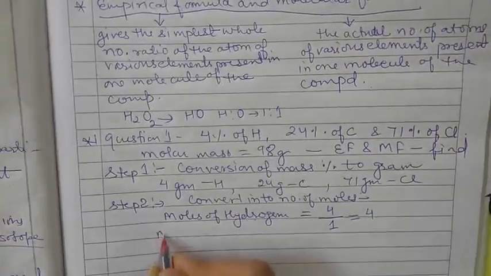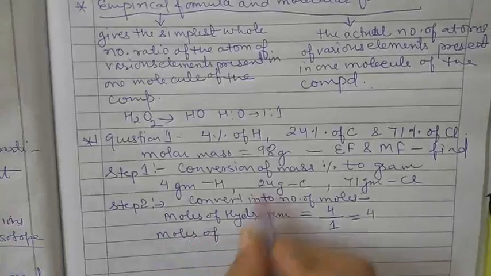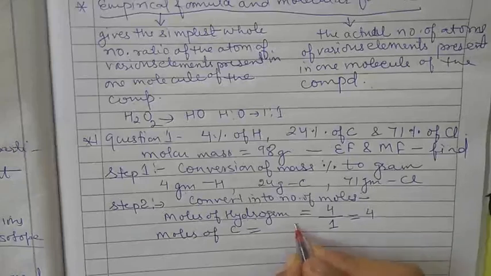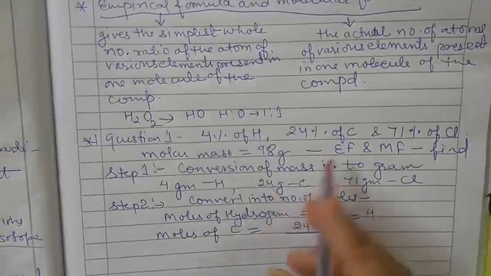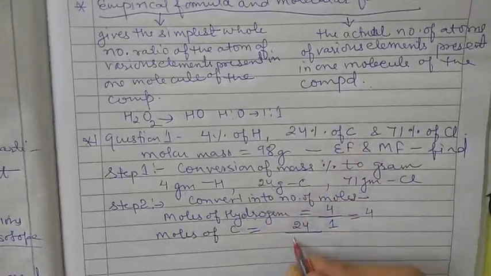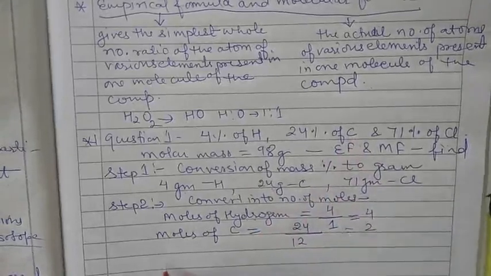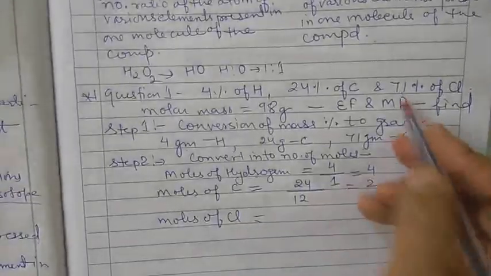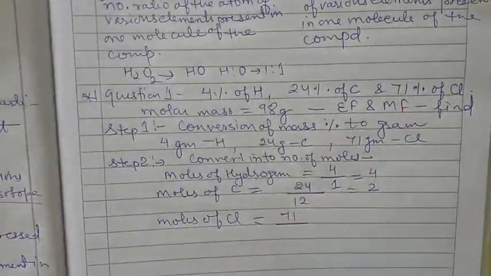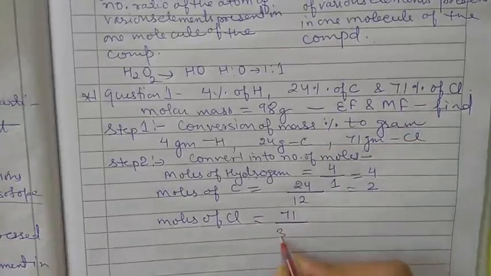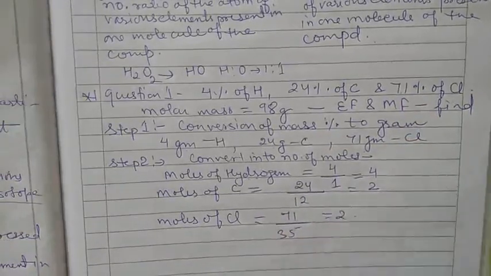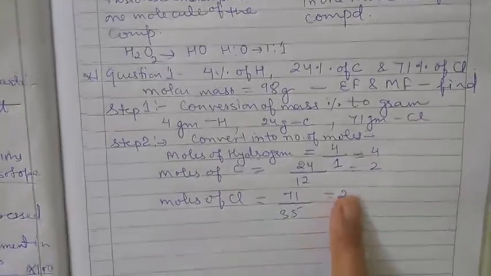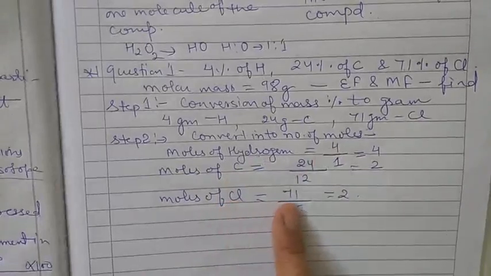So moles of, next one is the carbon. How much is given? The given mass is 24. What is the molar mass of carbon? That is 12. It is nearly about 2. Then moles of Cl. Given is 71. And the molar mass is 35. So it is nearly about 2. Okay. So in this way we get the moles of hydrogen, moles of carbon, as well as the moles of chlorine.